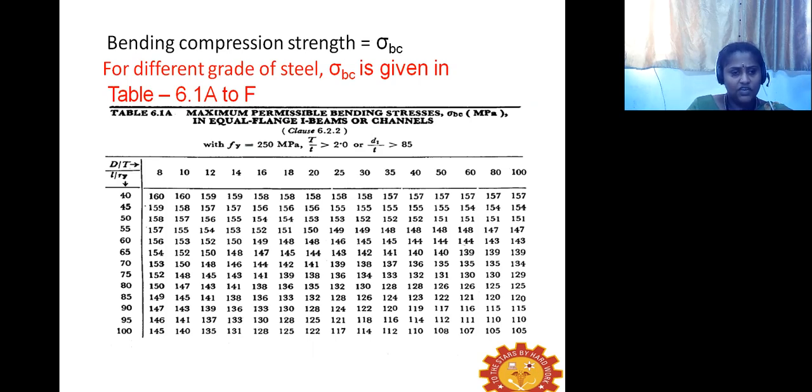So these are the tabulations given in the code book for referring bending compression strength, which is denoted by the symbol sigma suffix BC. And this is given for different grades of steel. So here in the table at the top, it is clearly mentioned maximum permissible bending stress. Fy, generally we take it as yield strength of steel, generally we take it as 250 MPa because we are using high yield strength deformed bars.